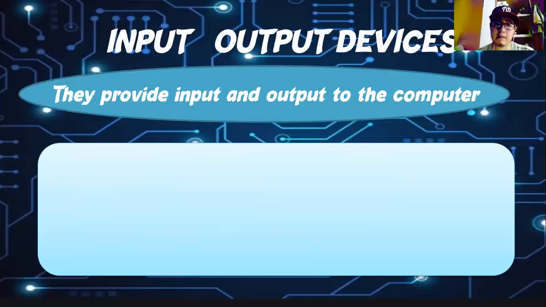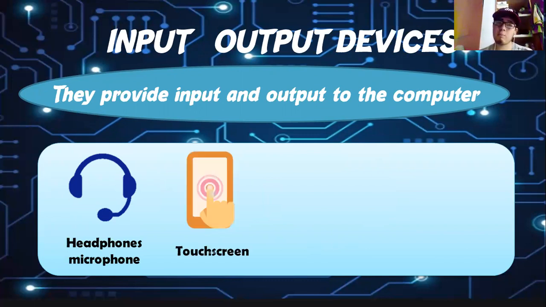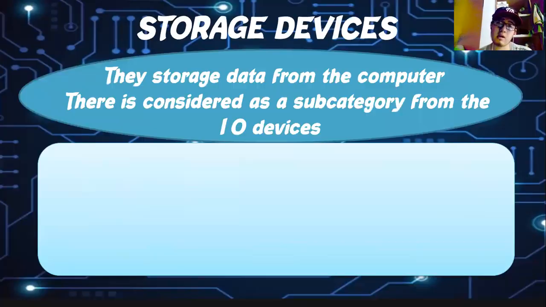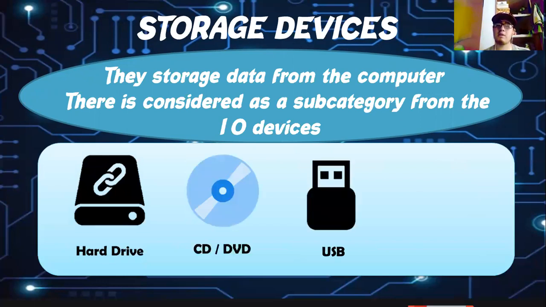The input-output devices provide an input or an output to the computer. Like for example, the headphones with microphone, like I am using now. I am listening to some music and speaking into the microphone. Also the touch screen of some computers, the digital camera, and the disk burner. Storage devices are considered a subcategory of the input-output devices, and they store data from the computer. For example, the hard drive, the CD, the USB, or diskette.